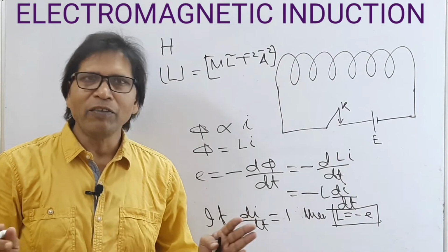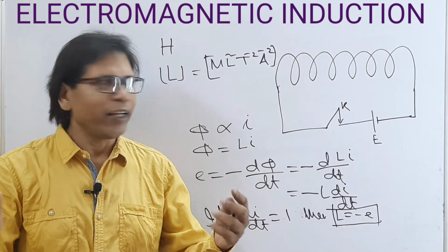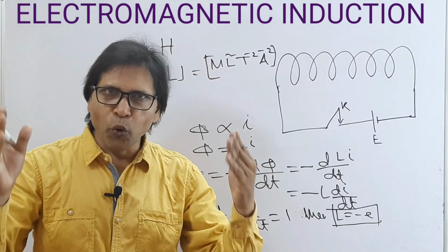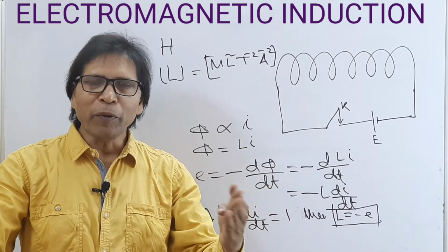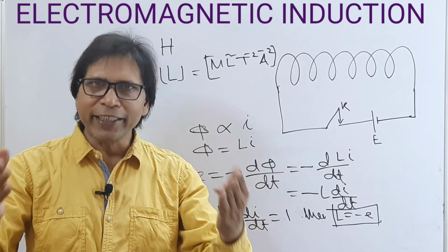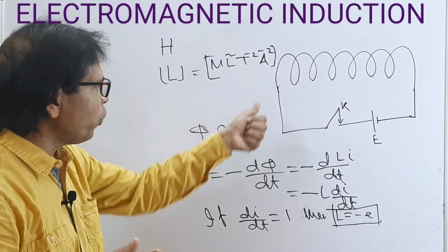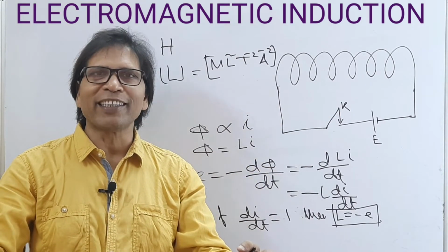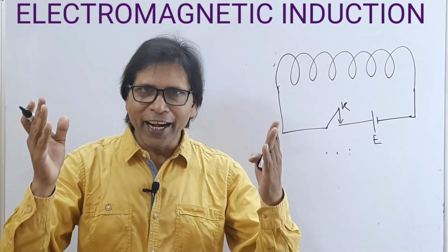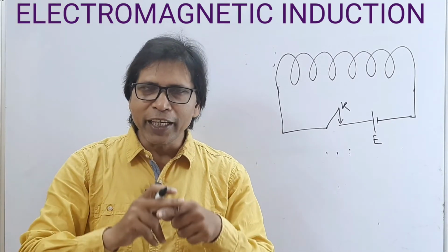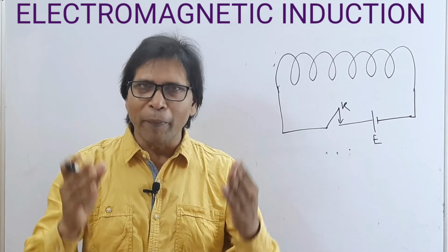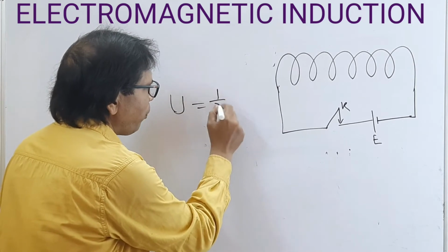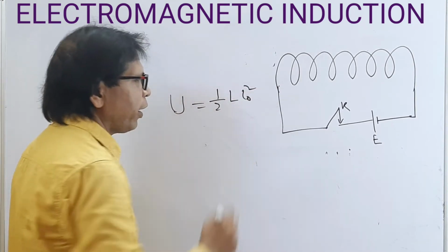Okay. Now the definition of Henry. The self-inductance of a coil is said to be 1 Henry if 1 volt EMF is induced in it due to a rate of change of current of 1 ampere per second. Okay, now the energy stored due to increase of current from 0 value to maximum value I naught is U equal to half L I naught square.